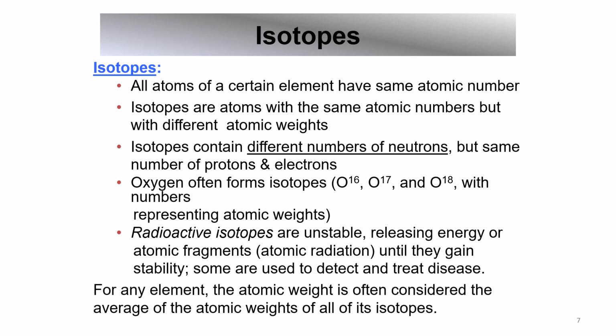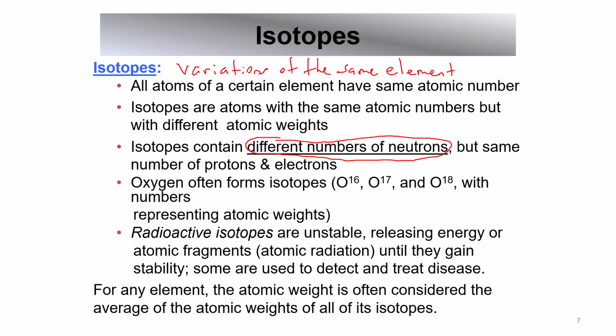All right, isotopes. These are used in medicine, in chemistry. So we need to get a good understanding of isotopes. Isotopes are really just the variations of the same element. So the element is unchanged. It has the same atomic number. But what makes these different from each other is that they have different numbers of neutrons.